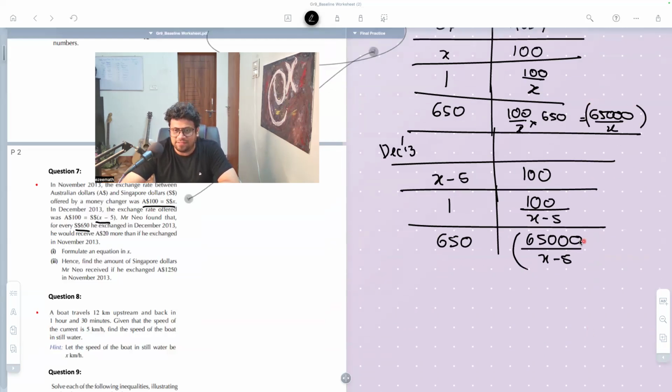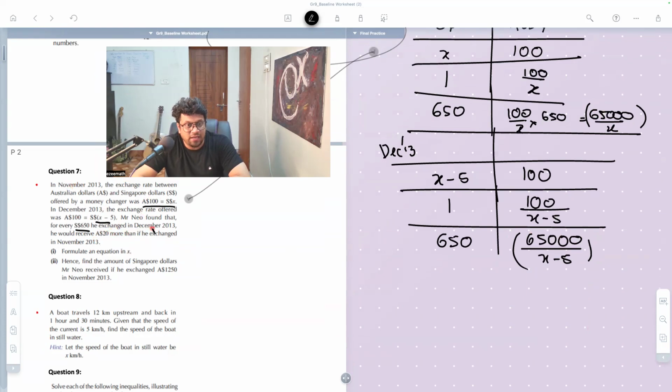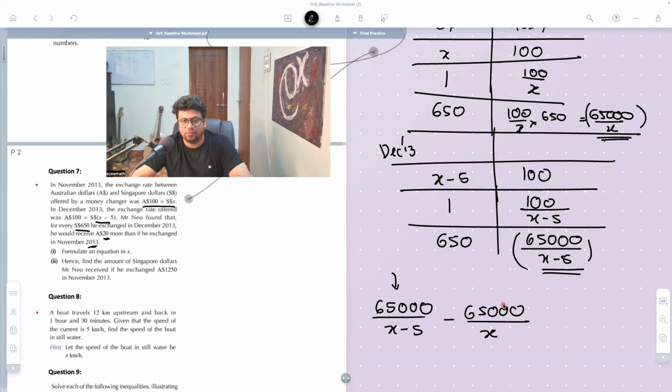What they've said about this situation is, if the person exchanges it in December, he would get 20 more Australian dollars than if he had exchanged it in November. What you got in December is 20 more than what you got in November. Okay. So 65,000 divided by X minus 5, the amount of Australian dollars that you got in December, minus 65,000 divided by X, the amount of dollars you got in November, the difference is a 20.